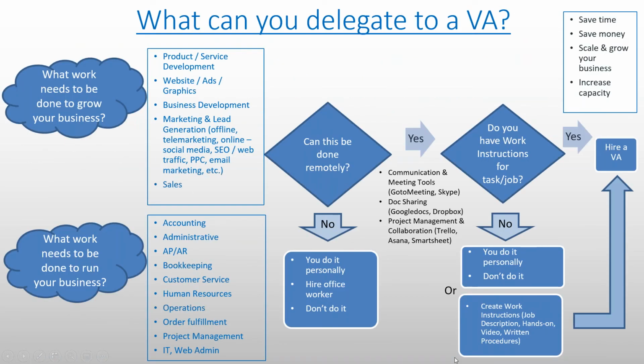So when you're looking at different tasks that you can delegate to a VA, I think it falls into two major categories. One would be what work needs to be done to grow your business, and then what work needs to be done to just run or keep your business running. And there are all these different types of tasks. Growing your business is going to involve digital marketing, website, your ads, your graphics, your lead generation systems. It could also be telemarketing and sales type calls.